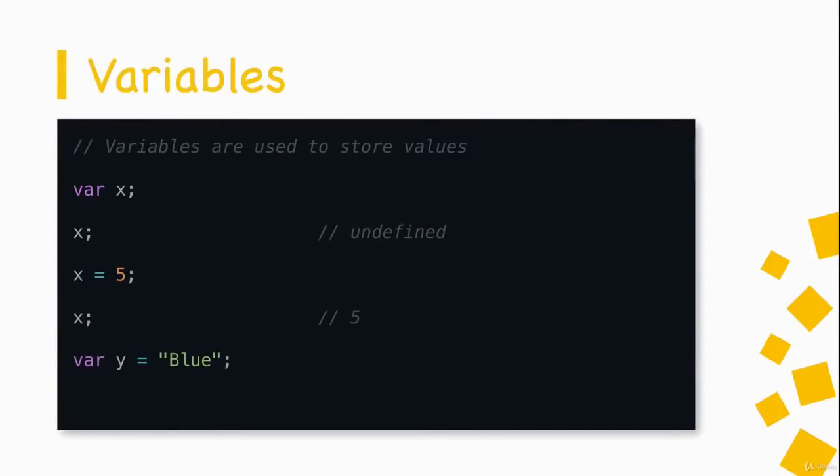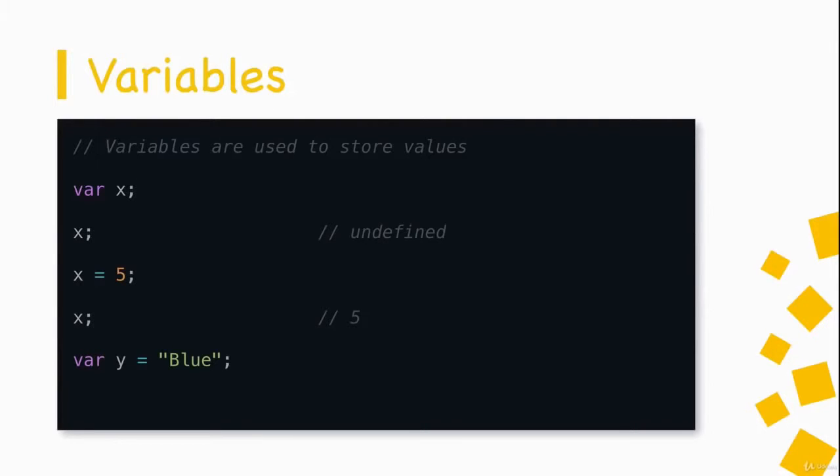Now you can also declare a variable and assign it a value on the spot as well. In this case, we're creating another variable y. And instead of just declaring a variable in one statement and then assigning it a value in another one, we're directly assigning a value to it in the same statement we're declaring it.